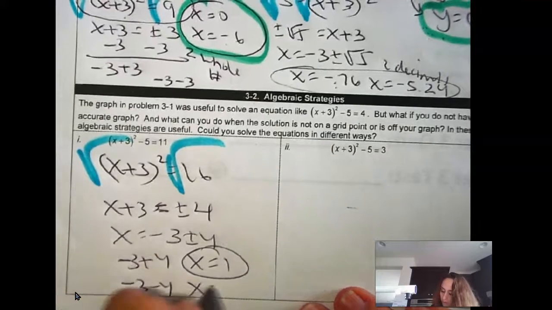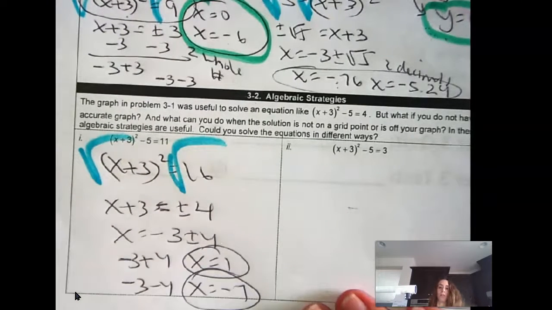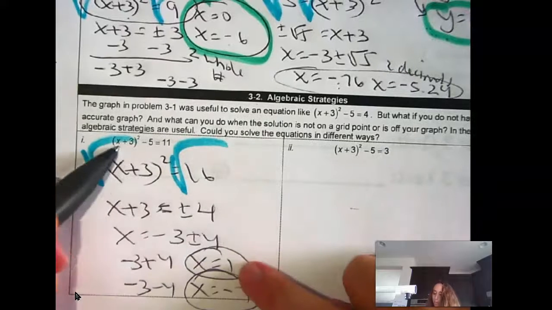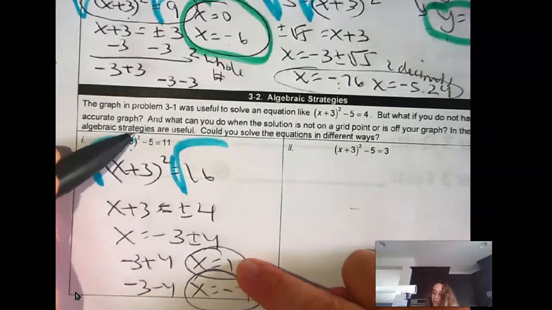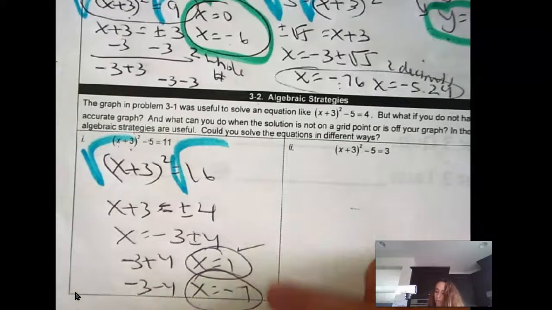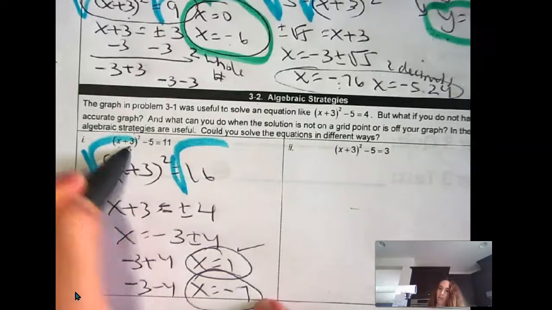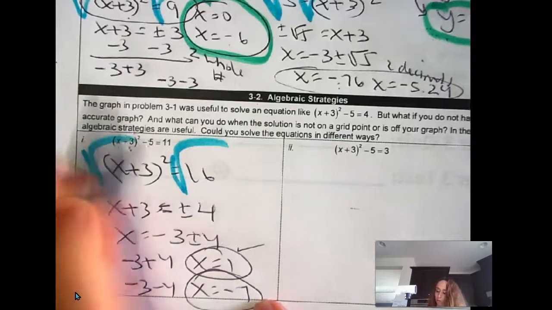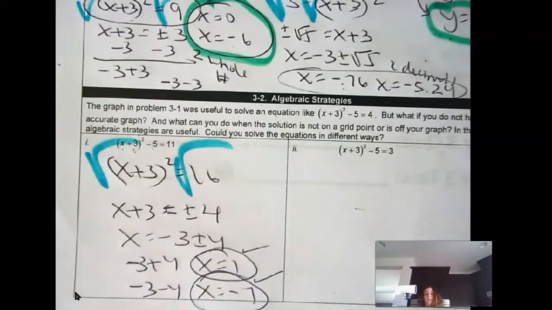-3 minus 4. And how do you guys know I'm right? How do you know I didn't just make this up? 1 plus 3 is 4, squared is 16, minus 5 is 11. True. -7 plus 3 is -4, squared is 16, minus 5 is 11. Now I know that I'm good to go. Okay?